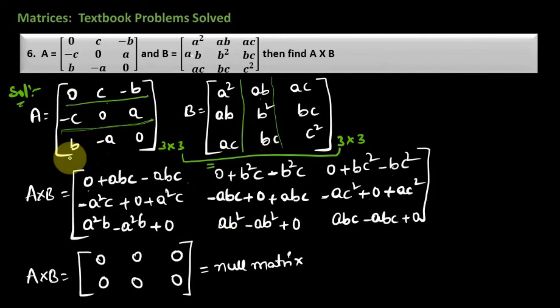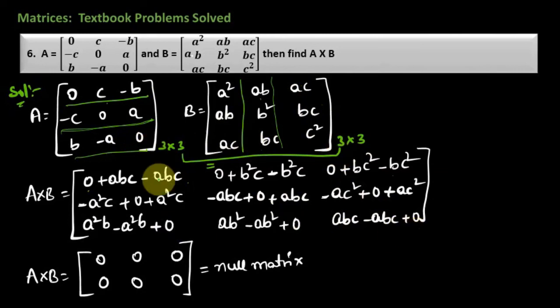Similarly, for the last row, fix this and multiply with these 3 columns. So B into A square is A square B. Second one, minus A square into AB is, sorry, minus A into AB is A square B. So 0 into AC is 0 itself. B into AB is AB square, minus A into B square is minus AB square, then 0 into BC is 0 itself. Then last one, B into AC is ABC, minus A into BC is minus ABC, then 0 into C square is 0.